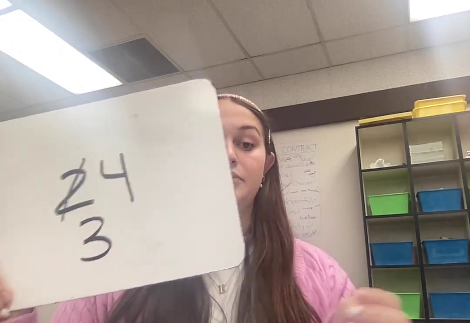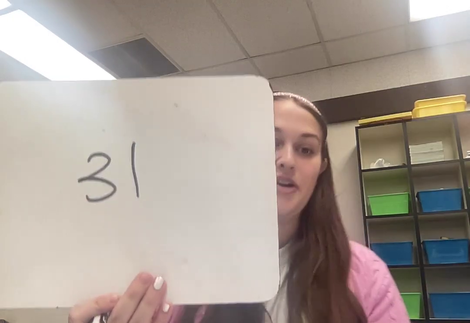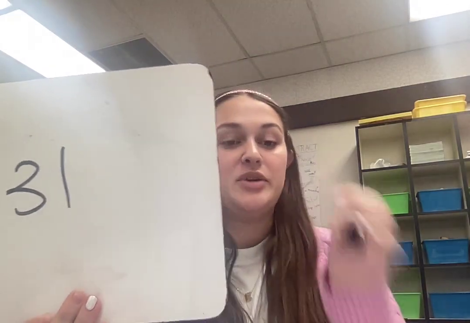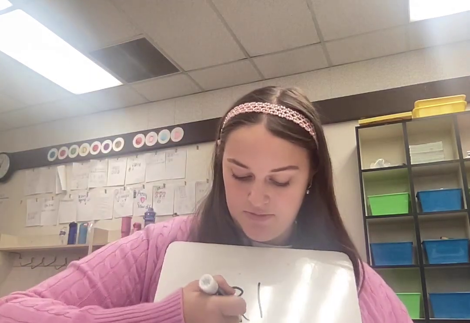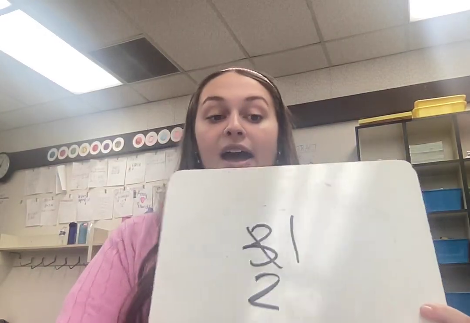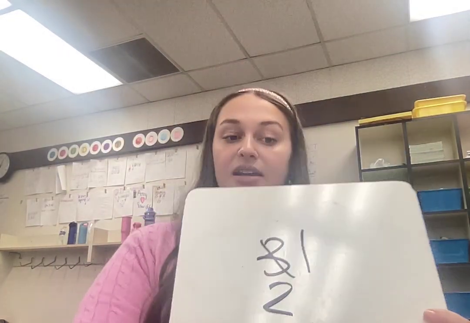Perfect. Let's try another one. What is 10 less than 31? It's 21. Yes. When we take away 10, the tens digit does go down by 1. So 3 becomes 2, and the ones place, the 1, stays the same. Great thinking. And let's do one more.